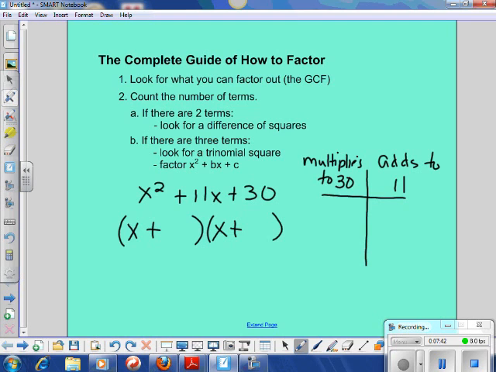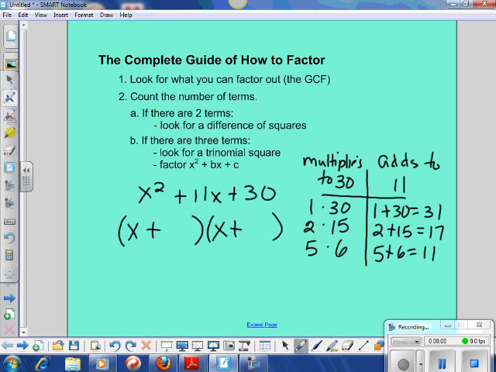Since they're all positive, it's pretty easy. Just look at all the multiples of 30. I've got 1 times 30, 2 times 15, and 5 times 6. Those are our factors for how we get to 30. Now add them. 1 plus 30 equals 31. That's not the number we're looking for. 2 plus 15 is equal to 17. Not the number we're looking for. 5 plus 6 is equal to 11. That's the number that we're looking for. So we put in our 5 and our 6, and that's how we factor it out.